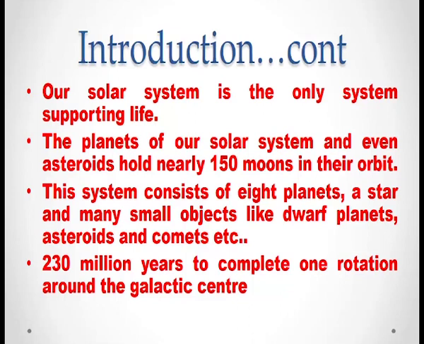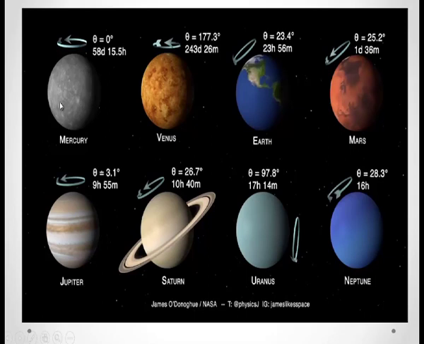Our solar system takes around 230 million years to complete one rotation around the galactic center. Around that Milky Way galaxy, this solar system rotates. So, to complete one rotation, it takes around 230 million years. These are the 8 planets in our solar system: Mercury, Venus, Earth, Mars, Jupiter, Saturn, Uranus, Neptune. Earth is the 3rd planet in our solar system.